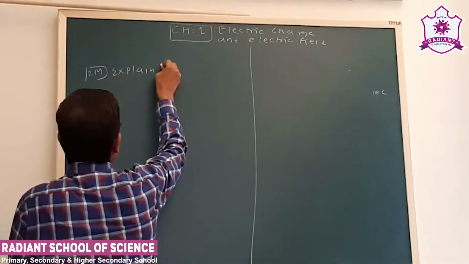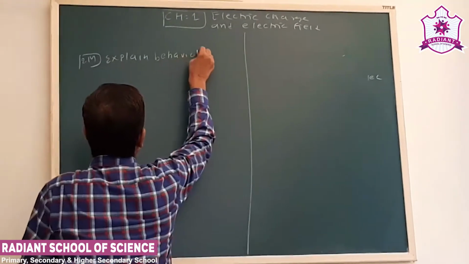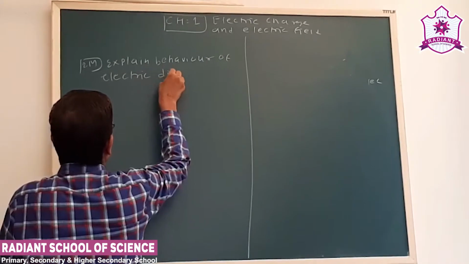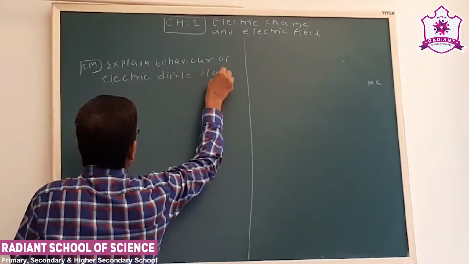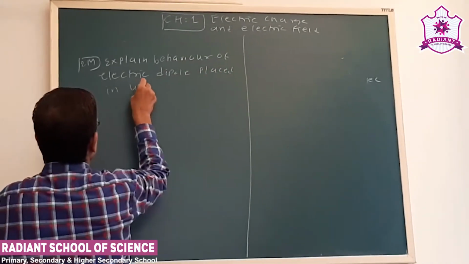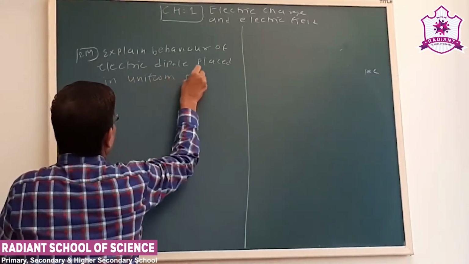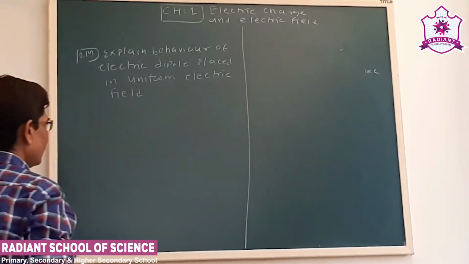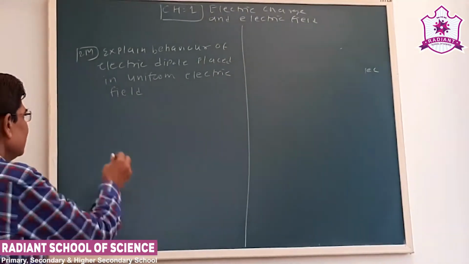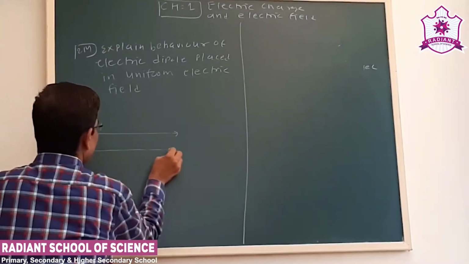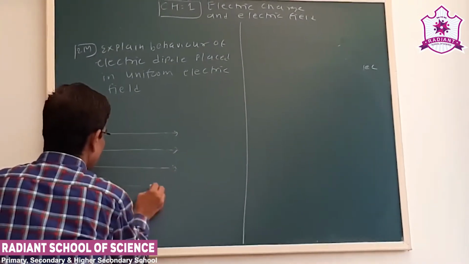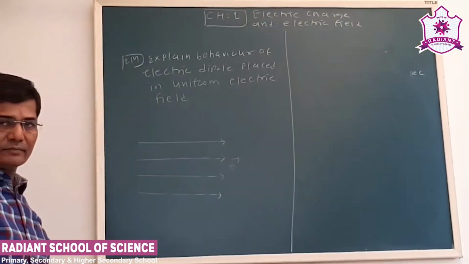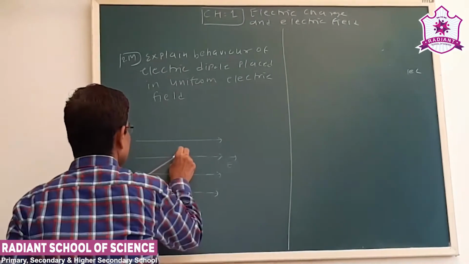Explain the behavior of an electric dipole placed in a uniform electric field. Now we have seen last time that a uniform electric field can be represented by parallel and equidistant lines. Now suppose a dipole is placed like this.